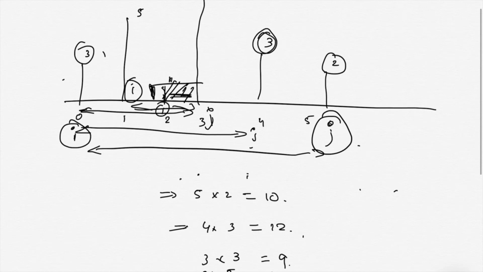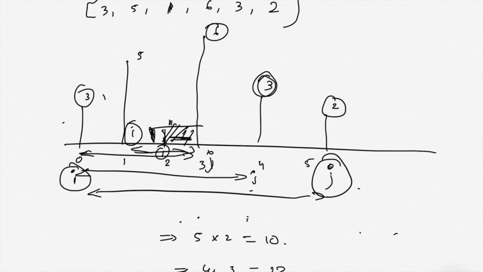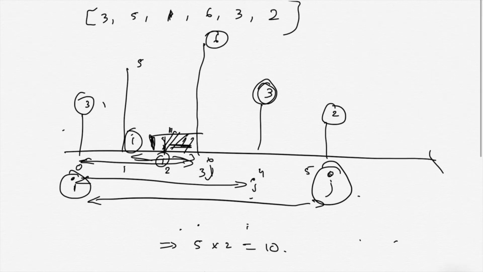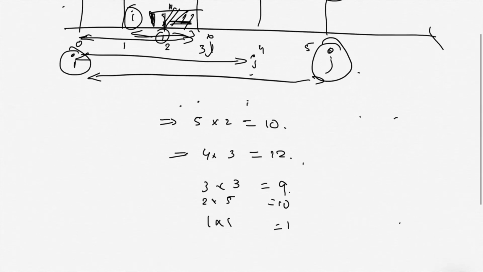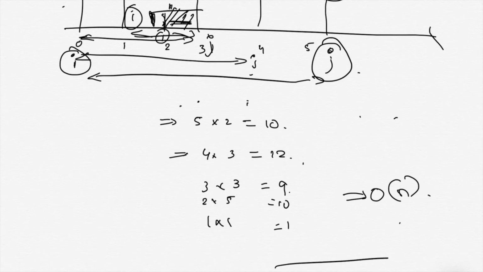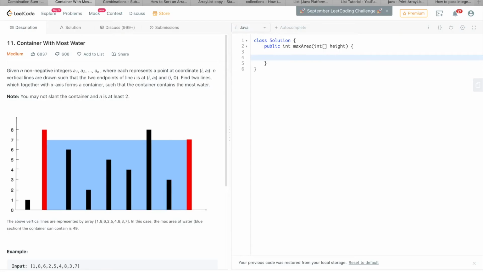Now i will be incremented, but you have to break it because now i and j are equal. Okay, so you only continue the loop till i is less than j. Okay, so this way you can achieve the result in order of n. Okay, let's code it in LeetCode and show it. The order of n algorithm first.